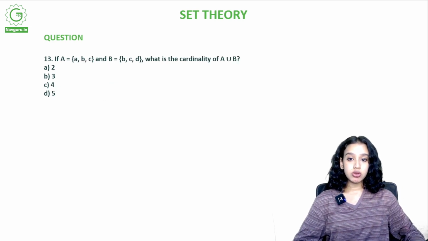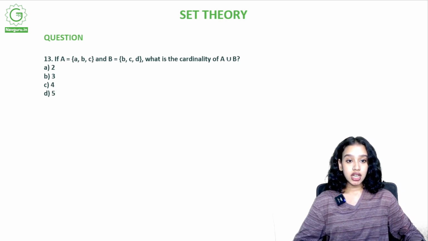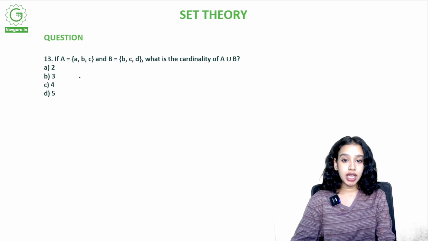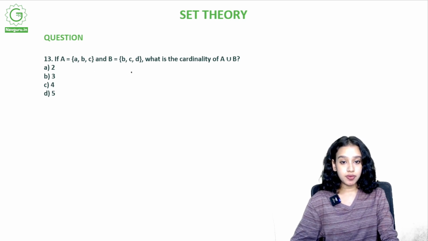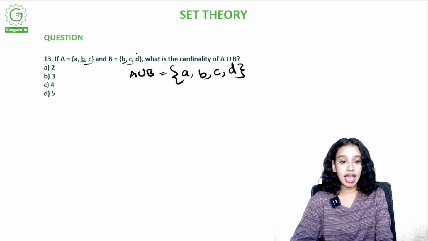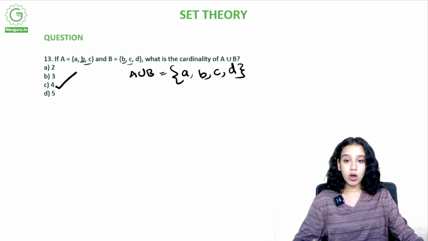If A is equal to the set of A, B, C and B is equal to the set of B, C, D, what is the cardinality of A union B? Cardinality means the number of elements, okay? So, what is A union B? We have A, we have B, we have C and we have D. B is repeating and C is repeating. So, we have 4 elements, and 4 is the cardinality of the given set.